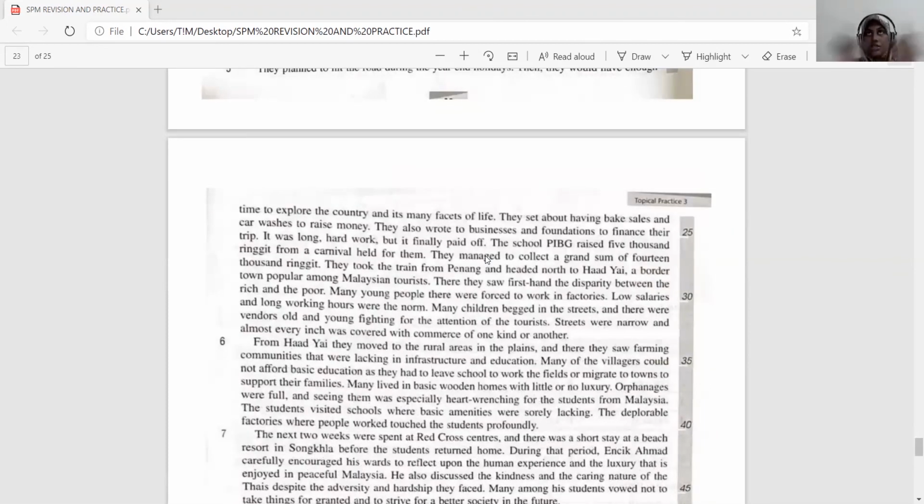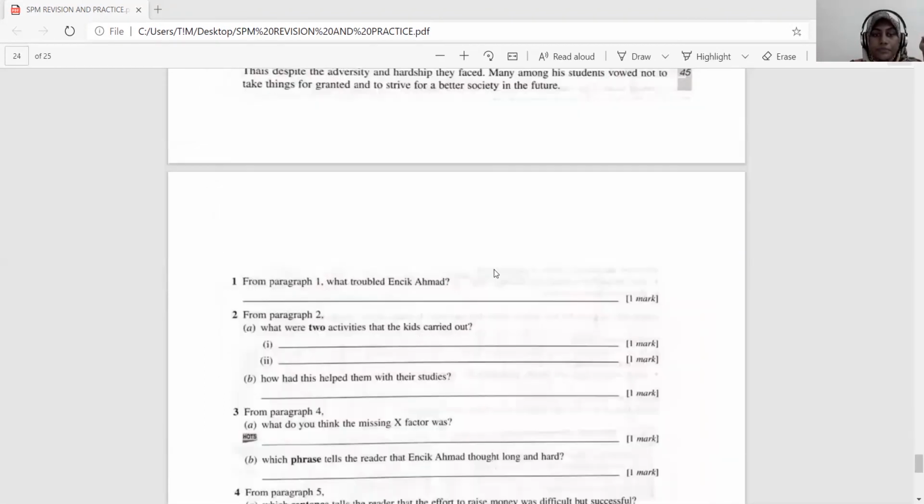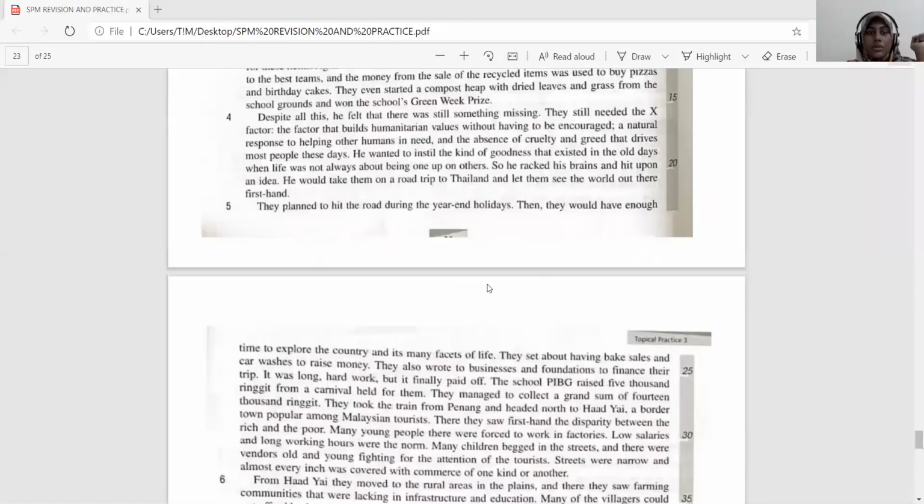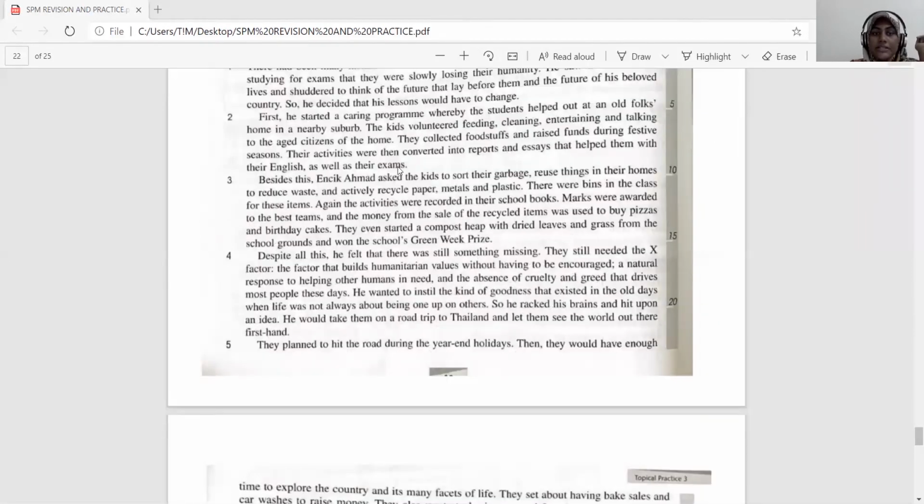You have to mention it, that is until one full stop is one activity. All right. How had this helped them with their studies? How does that help them with their studies? Here, the answer. They wrote a report which helped them with their English, correct? They have converted their report which helped them with their English as well as their exam, alright?